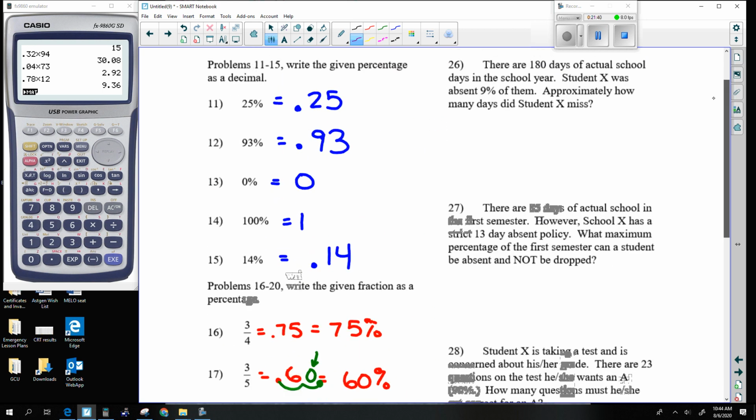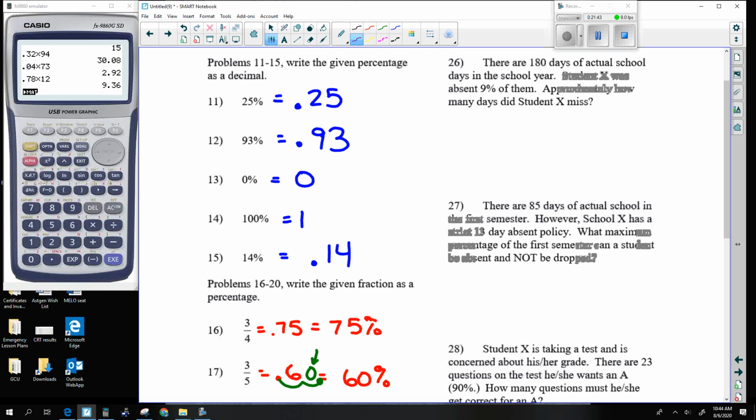And then the last 3 problems are word problems in which you have to just kind of identify: are you making a percentage? Are you using a percentage? What's going on? All right, so number 26. There are 180 days of actual school days in the year. Student X was absent 9% of them. Approximately how many days did student X miss? So are we making a percentage or are we using a percentage? We are using a percentage.